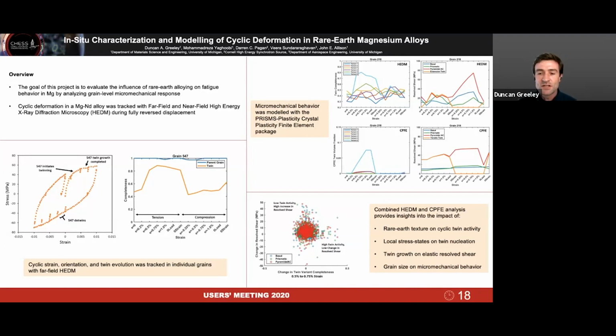And this joint HEDM CPFE analysis provides the ability to study a range of mechanistic phenomena, such as the mechanics of twin growth and the influence of grain size and texture within the sample.